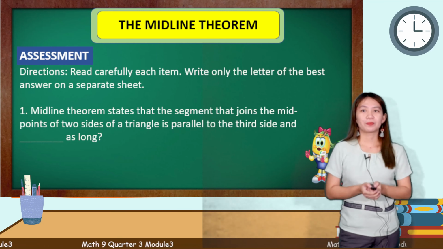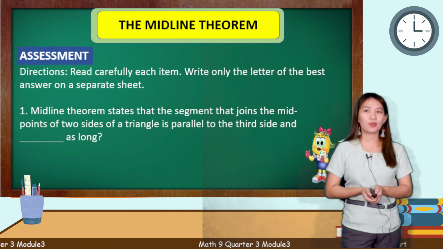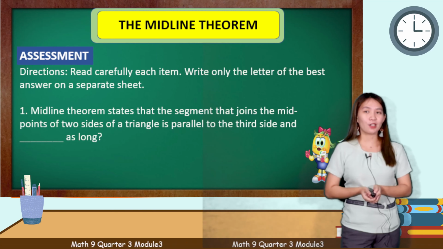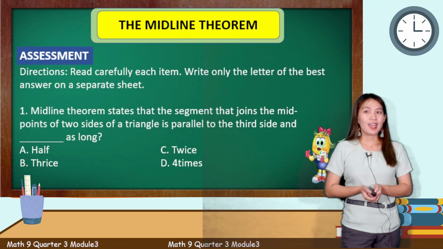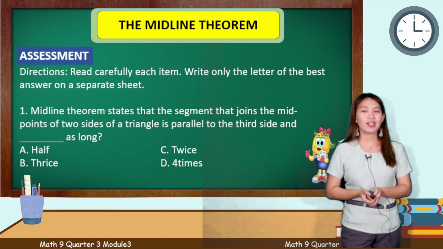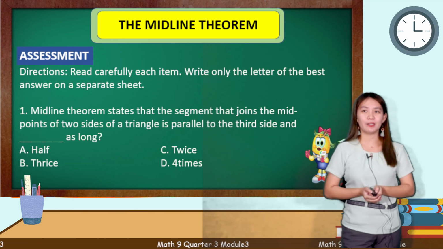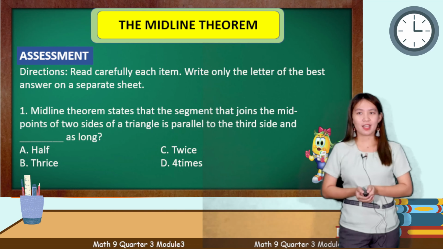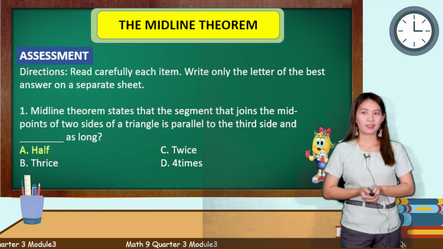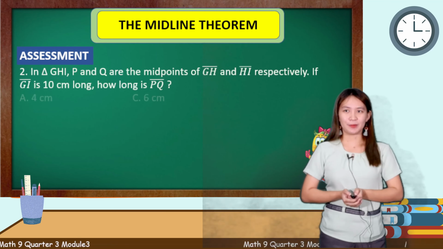Number 1. Midline theorem states that the segment that joins the midpoints of two sides of a triangle is parallel to the third side and blank as long. Choices: A, half, B, thrice, C, twice, and D, 4 times. What is the correct answer? The correct answer there is letter A, half. Did you get it right? Very good. Next.